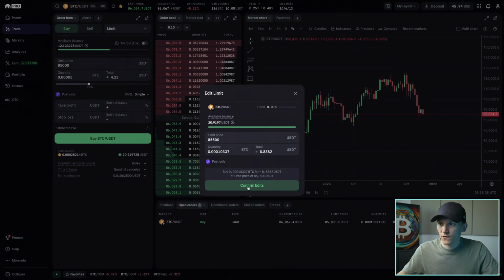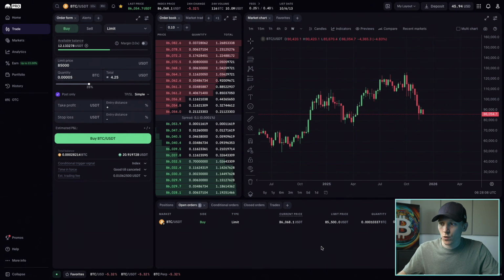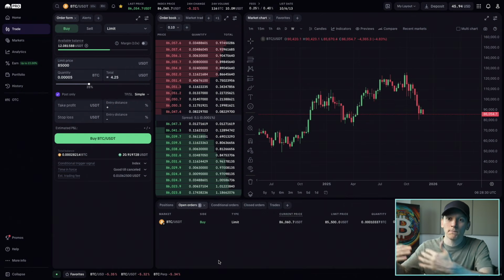Choose the quantity, confirm edits. That edits the order, as you can see. So my limit price has moved up, so I have a little bit better chance of getting the order done as we're nearer the best bid price. We can also do this on the sell side. Of course, we have to now work above the price.